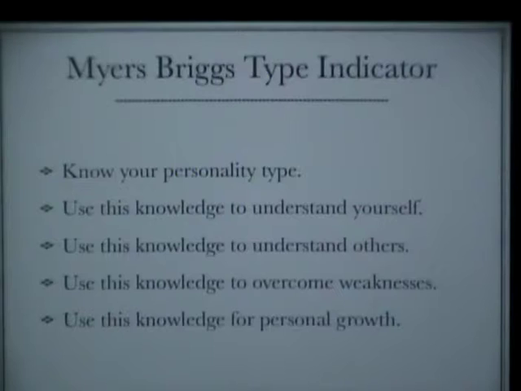The first assessment is the Myers-Briggs type indicator. Probably the best known personality indicator is the Myers-Briggs type indicator. It provides you with the best starting point into your self-discovery. This assessment studies your preferred method of interacting with the world around you. It helps you to know your personality type, and you can use this knowledge to understand yourself. You can also use this knowledge to help you understand others. And you can use this knowledge to overcome your weaknesses and for personal growth.